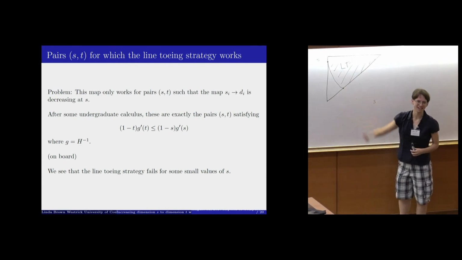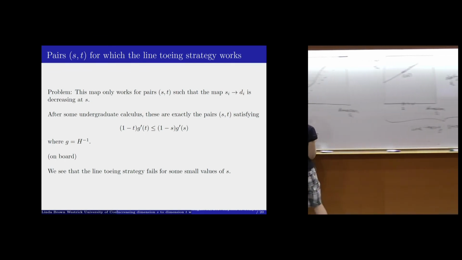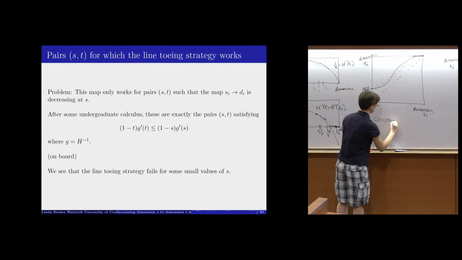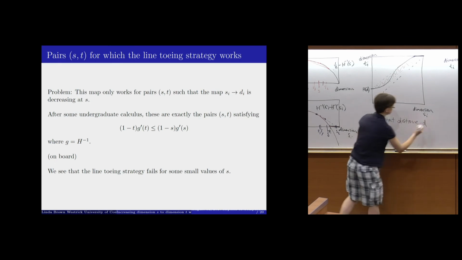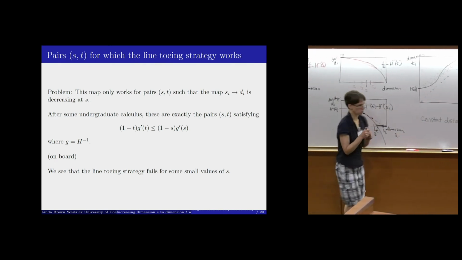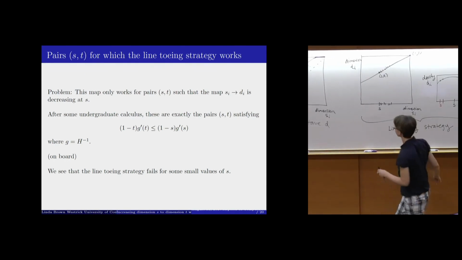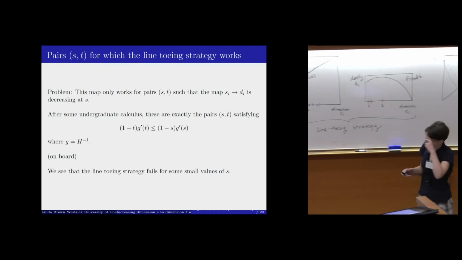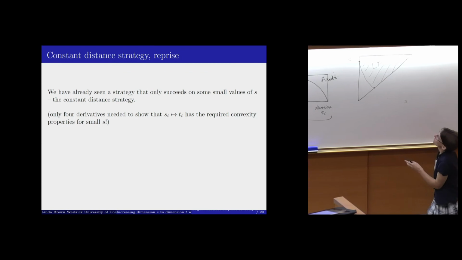So we went back to the constant distance strategy. So that was this one. The strategy that just always used the constant acceptable distance. All right, because that one seemed to succeed for some small values of S.